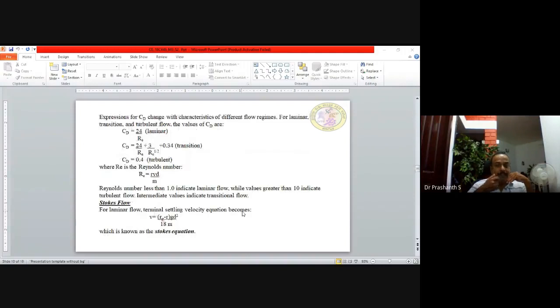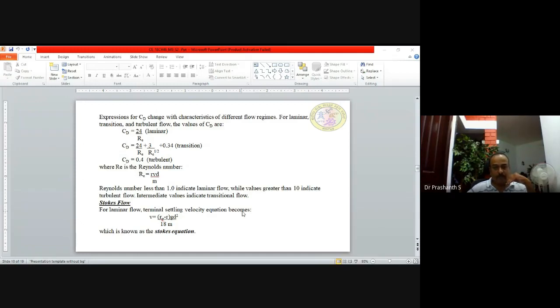The expression for C_d changes with the characteristics of different flow regimes. For laminar flow, understand that C_d is 24/Re, and for transition it is 24/Re + 3/√Re + 0.34. Then C_d is 0.4 for turbulent flow, where Re is the Reynolds number. You have already studied this in fluid mechanics. Finally, we have Re = ρvd/μ. A Reynolds number less than 1 indicates laminar flow, while values greater than 10 indicate turbulent flow. Intermediate values indicate transitional flow.